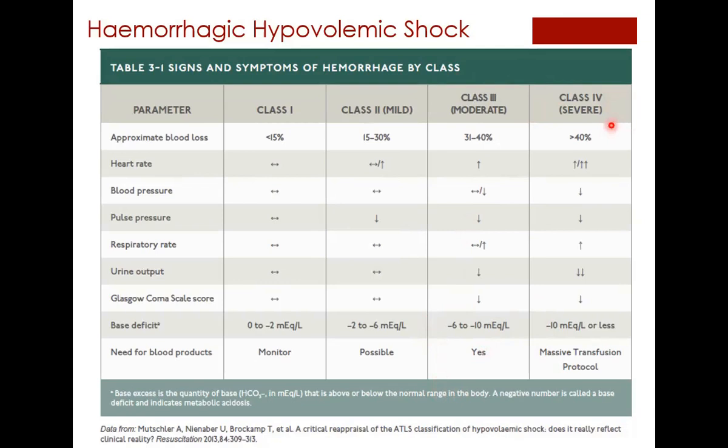Of course, if there is more than 40% blood loss, it is classified as class 4, which is severe hypovolemic shock. This is shown by marked tachycardia with a very low BP and also a low pulse pressure. Patients will be very tachypneic and might not have any urine output. GCS might drop; the patient may be comatose. So here you should activate your massive transfusion protocol and go for operations immediately to stop the bleeding.